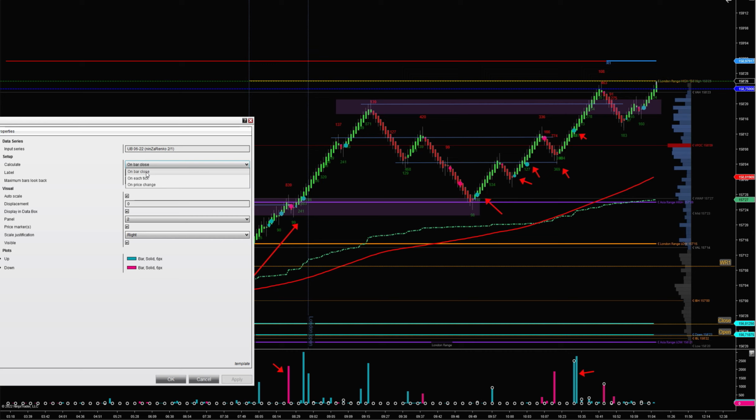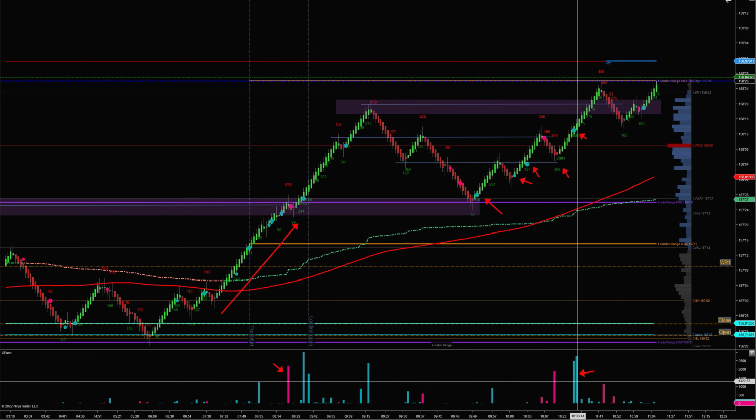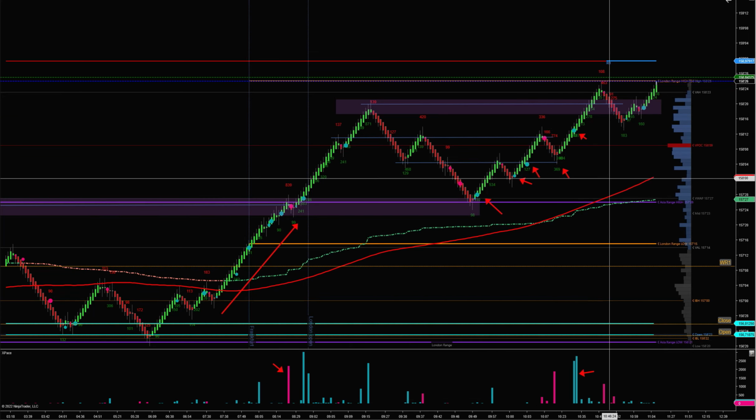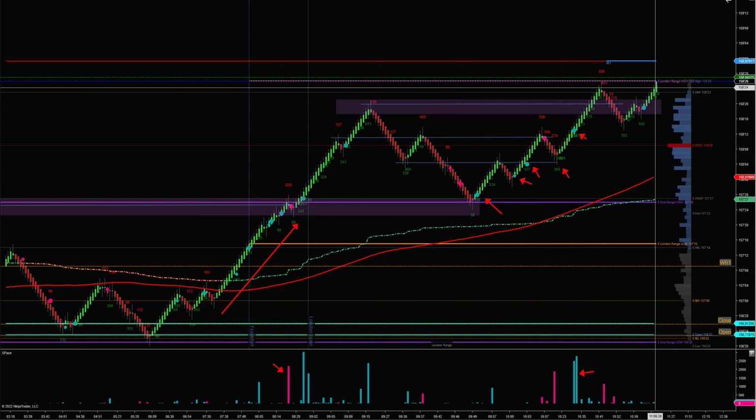On bar close. On each tick, it will change during the forming of the candle. As long as the candle is not closed, it will change. On bar close, then this bar will print as soon as the candle closes. Same for XKontrol, XPace. For me, this was very important.